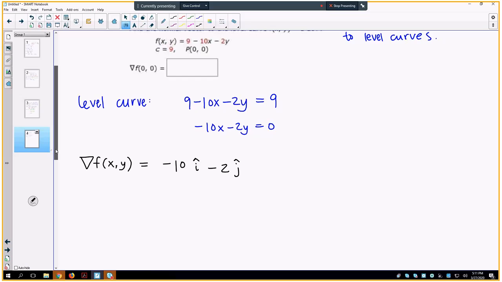And lastly, I'm asked to evaluate it at a point. The point I'm given is 0, 0. But it's still negative 10 i cap minus 2 j cap because I don't have x or y in my problem. So the answer to my question is minus 10 i cap minus 2 j cap.